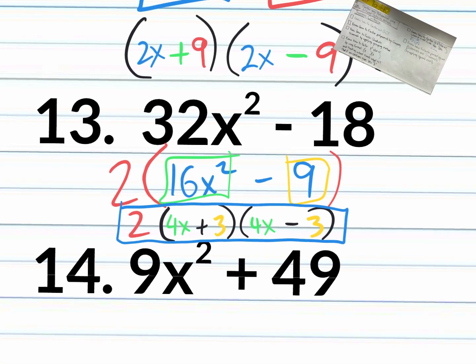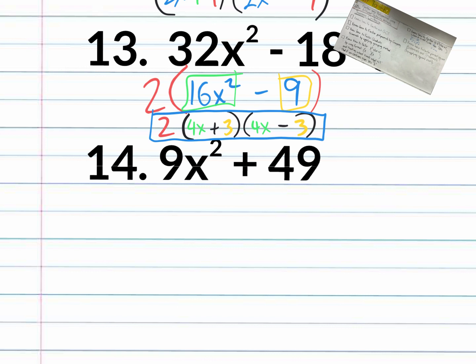Last but not least, number 14. What could I do there? Okay, is there a GCF? No, can't pull out a GCF. Are they perfect square terms? Yes. But if you actually take the square root of them and try to plug them into your factored form format, it's not going to work because it doesn't have a negative. That's a positive. So that's a big no-no, right?